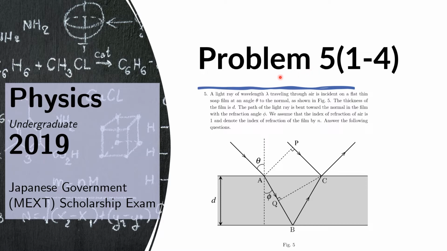Problem 5. A light ray of wavelength lambda traveling through air is incident on a flat thin soap film at an angle theta to the normal, as shown in figure 5. The thickness of the film is d. The path of the light ray is bent toward the normal in the film with the refraction angle phi. We assume that the index of refraction of air is 1 and denote the index of refraction of the film by n.